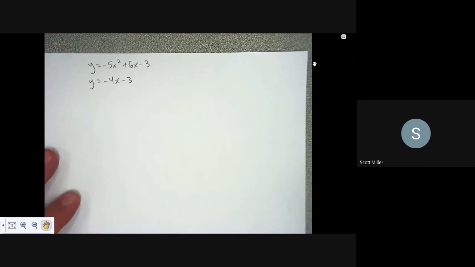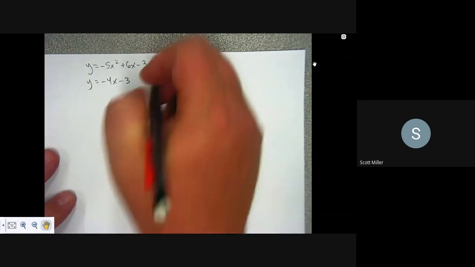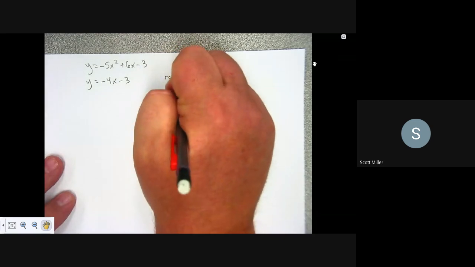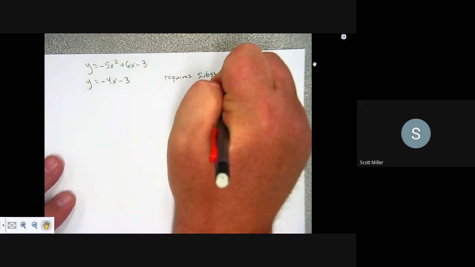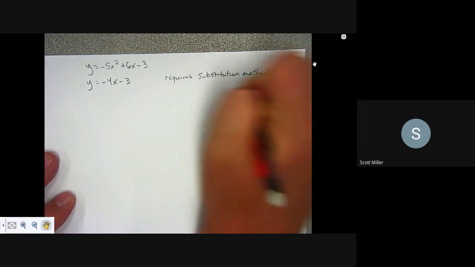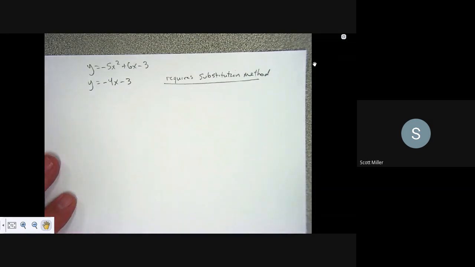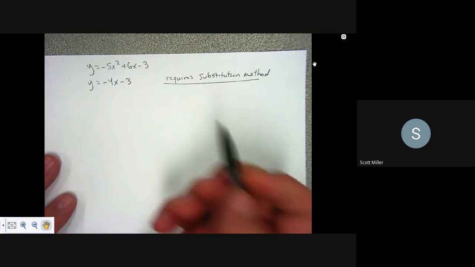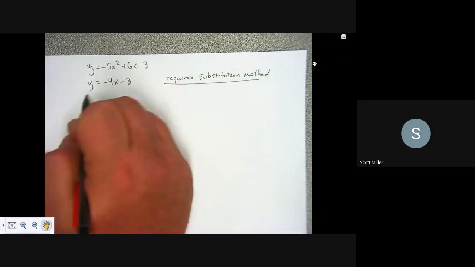Okay? So in solving something like this, remember when we talked about systems before, your main process for solving a system algebraically is to use the substitution method. So this one requires the substitution method. And if you remember, the substitution method is what we do is we take one of these equations, we solve for one of the variables. Well, luckily for us, they're both solved for y. They both say y equals.